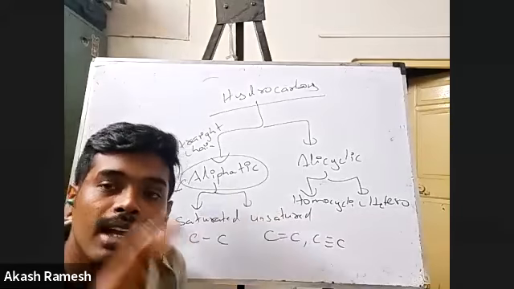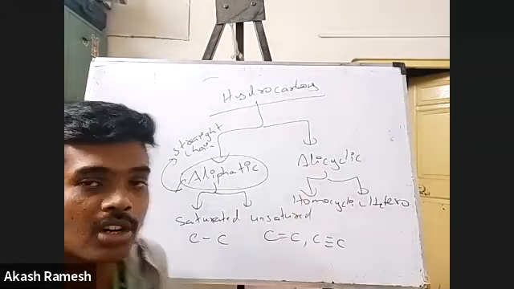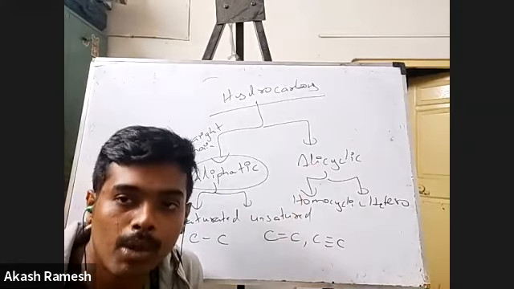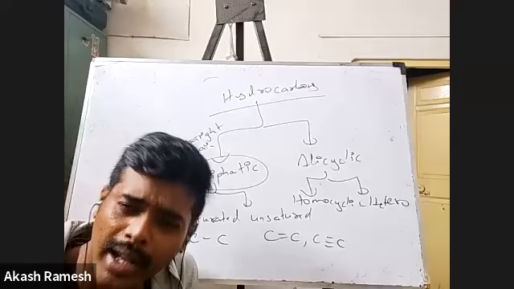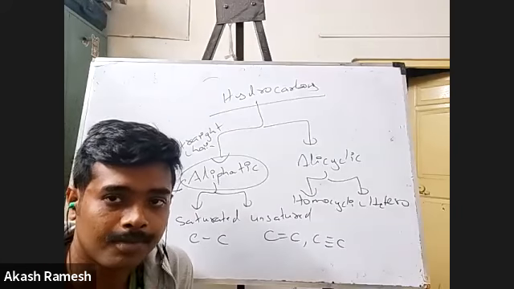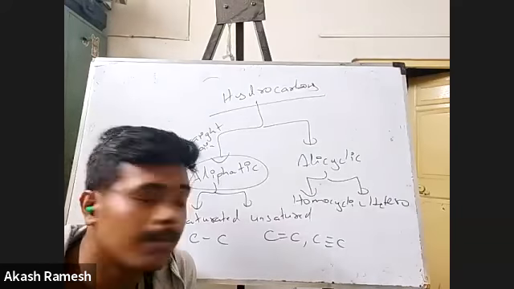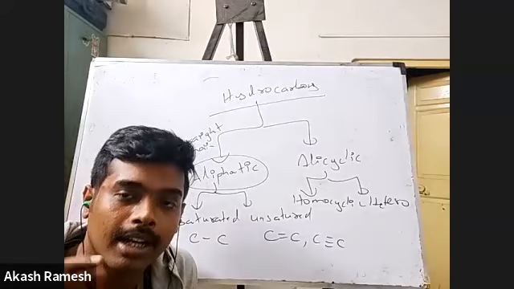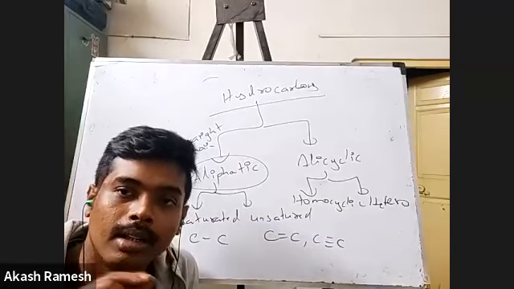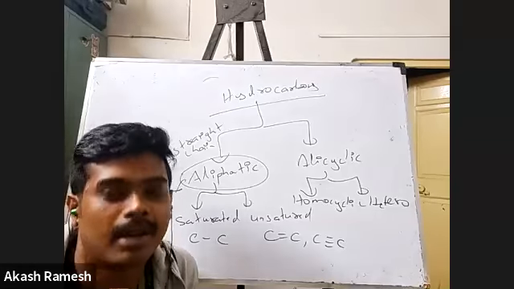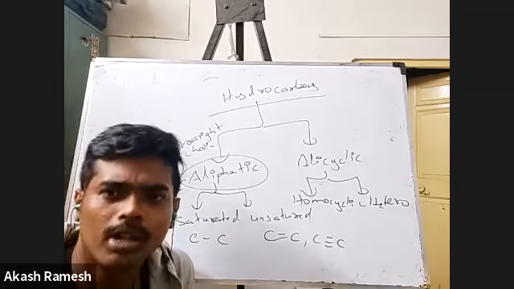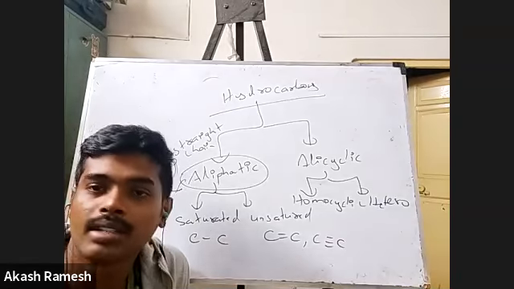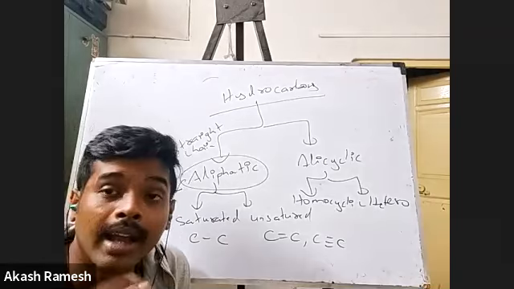Homocyclic molecules, in the alicyclic structures, alicyclic molecules are going to be cyclic structures: cyclopropane, cyclobutane, cyclohexane, cyclohexene, all these things. Now, what do you mean by homocyclic? It means all the members of the ring are going to be carbon atoms. Benzene, cyclopropane, cyclopentane, all these things come under homocyclic.